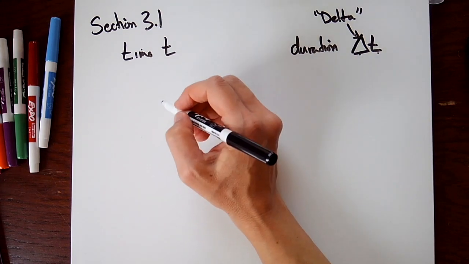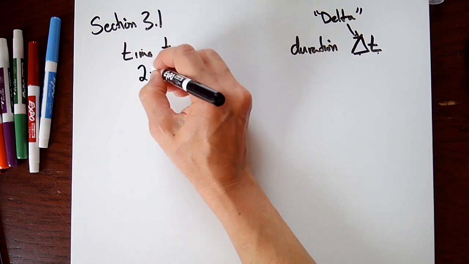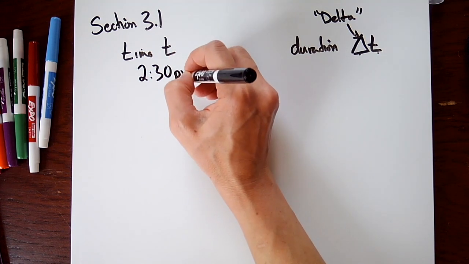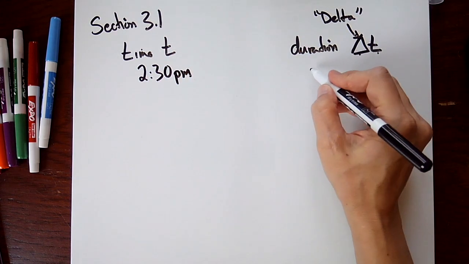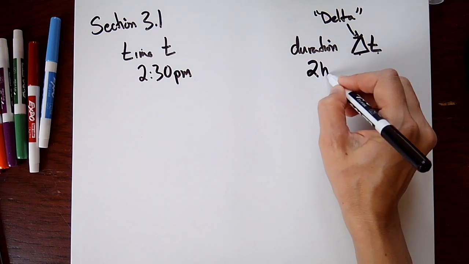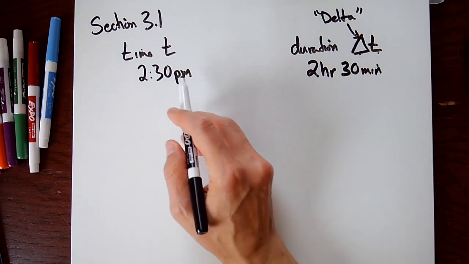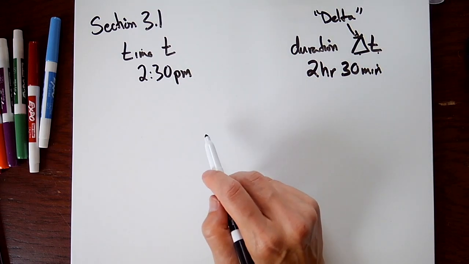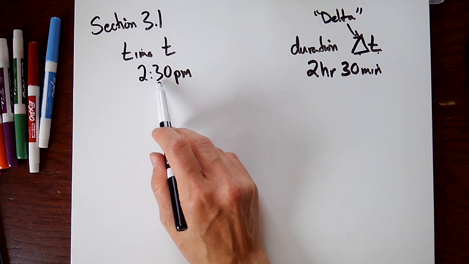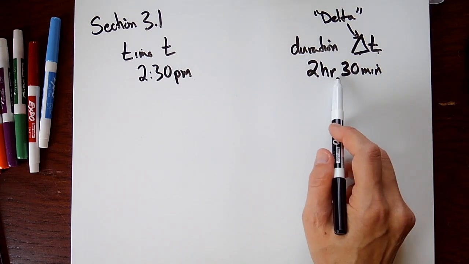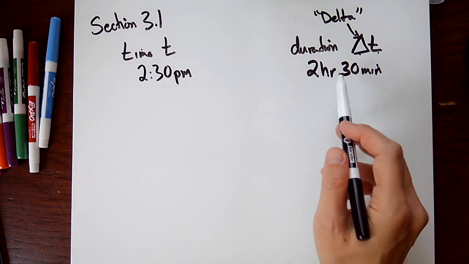So as an example, this would be something like the meeting time, 2:30 p.m. And this would be how long it lasts, 2 hours and 30 minutes. So even though these are similar, they don't mean the same thing. This might be when your class time starts, and this might be how long your class is.